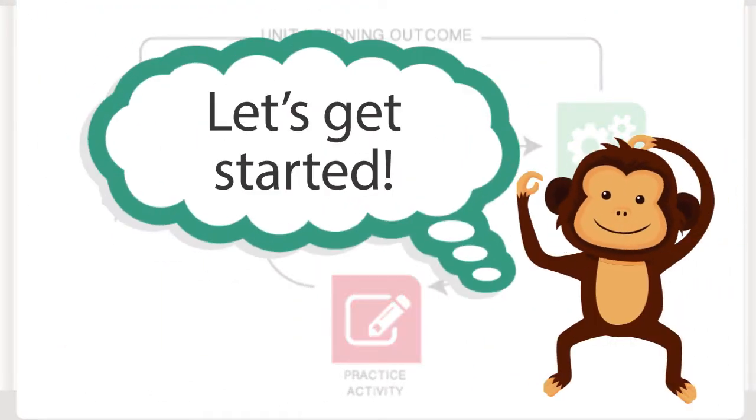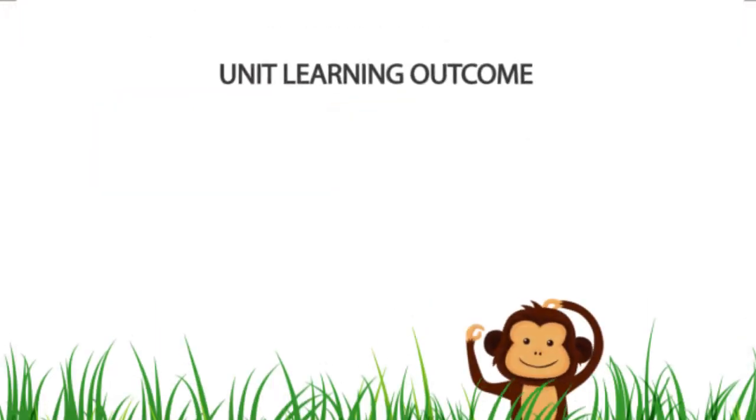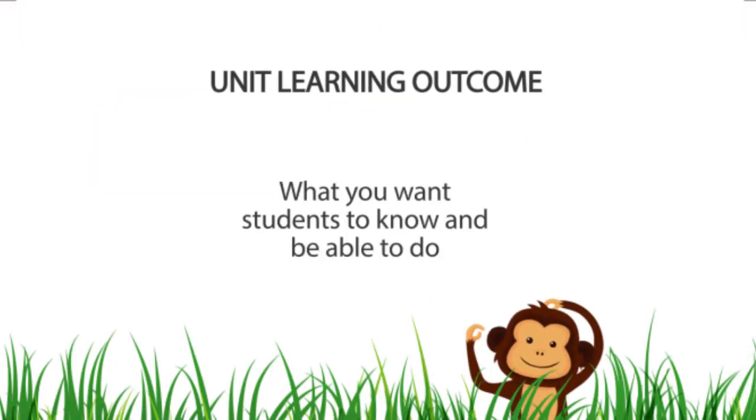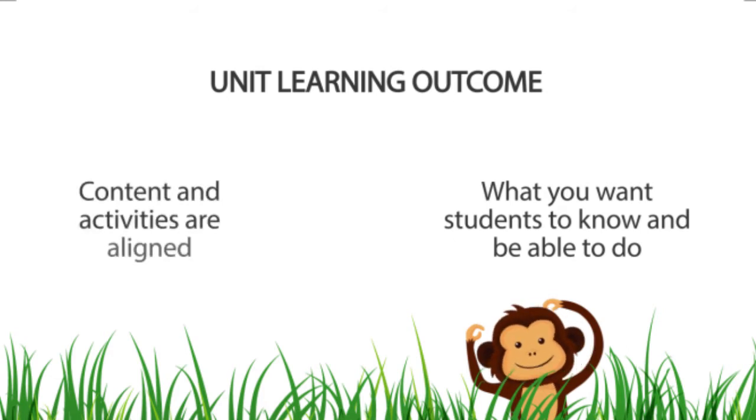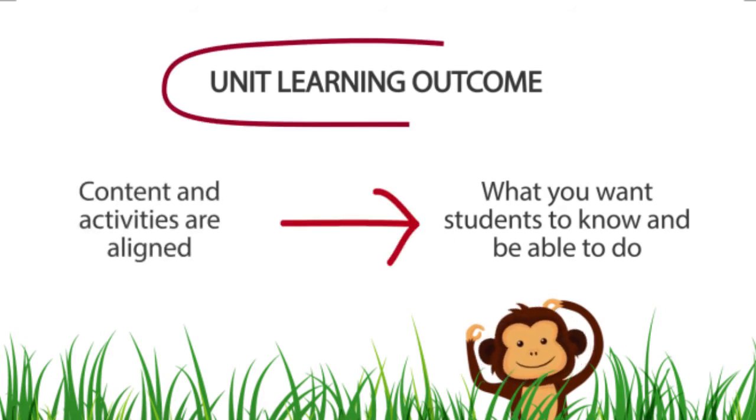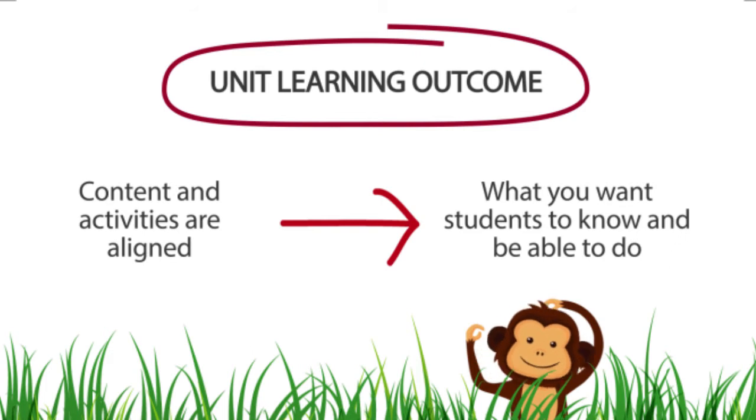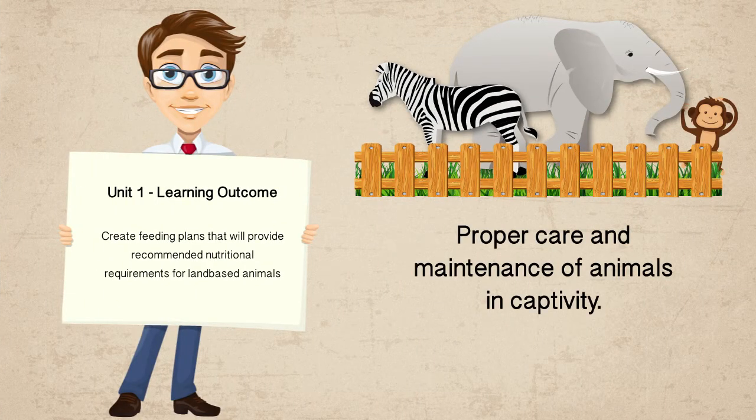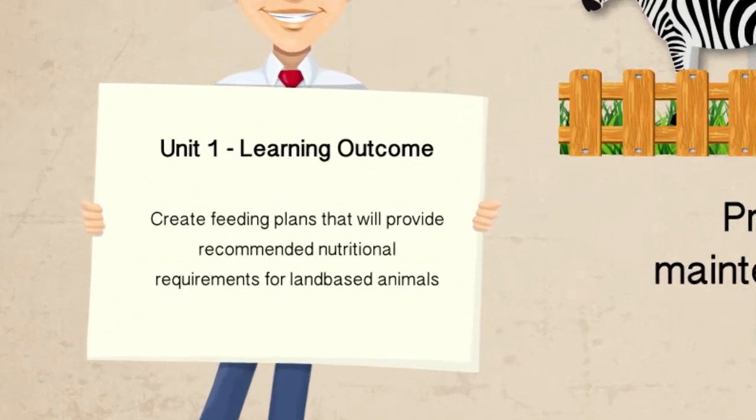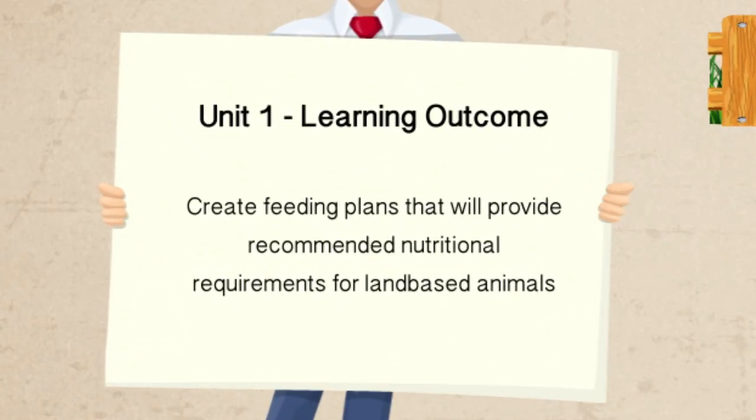Let's get started. This lesson planning model always starts with a learning outcome. This is a statement of what you want the students to know and be able to do by the end of the lesson, and all the content and activities are aligned to achieve the learning outcome. For example, Sam is teaching about the proper care and maintenance of animals in captivity. His outcome for one of his units may be: create feeding plans that will provide recommended nutritional requirements for land-based animals.